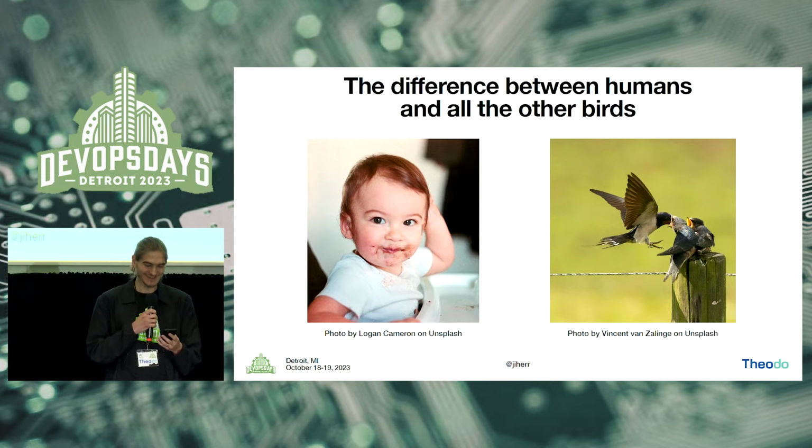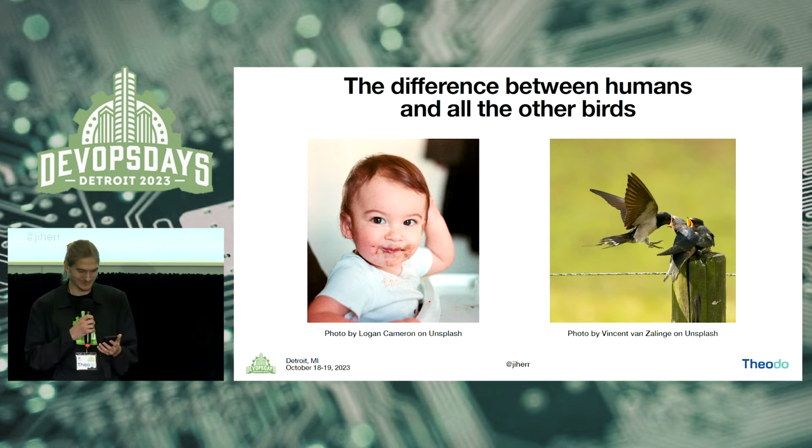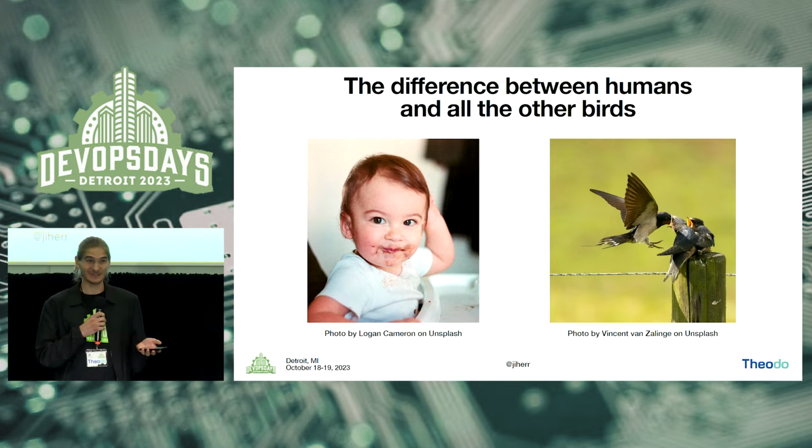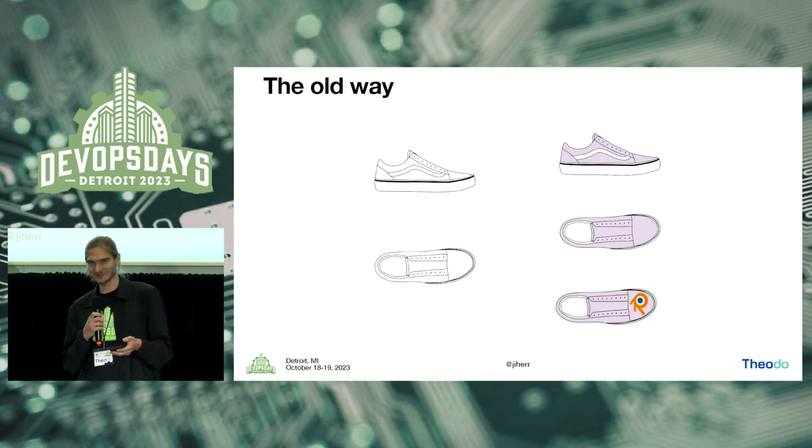But first, I came to the realization that humans differ from all the other birds because bird parents pre-chew food and then give it to their kids. My kid pre-chews food and then I eat it. And we'll see how this relates to our topic.